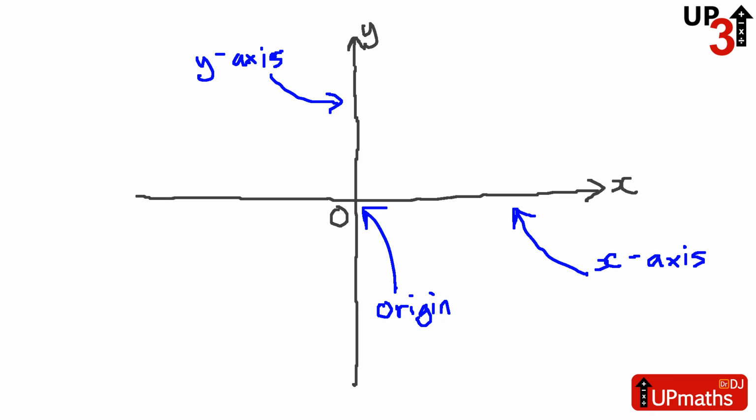I find a barrier to answering a lot of graph questions is not knowing what the vocab means. So I'm going to go through loads of vocab. Let's go for it. This middle bit here, 0, 0, that's the origin. This line across here is the x-axis. This line here is the y-axis.